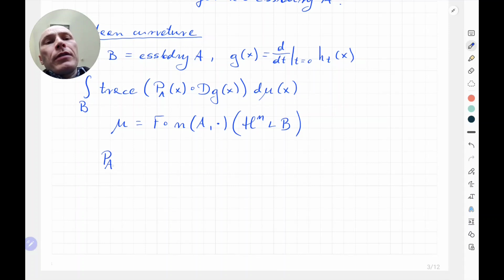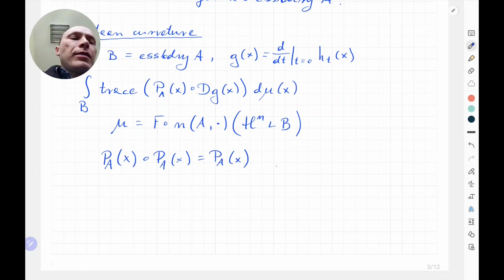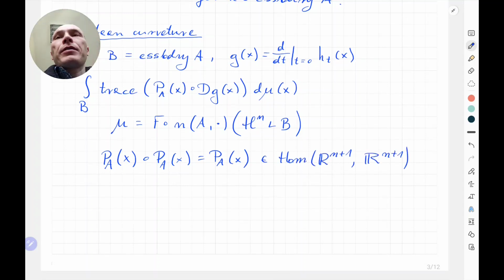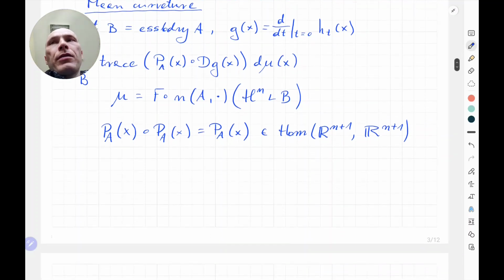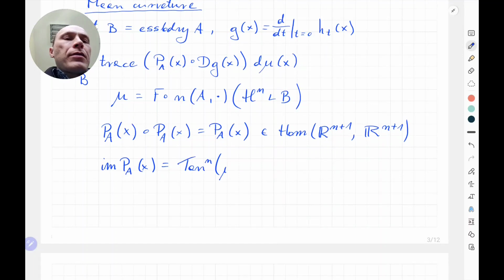P_A, well, I will not give you the definition, but I will just give you some properties. P_A is a projection, which means that if you compose it with itself, it is still the same map. It's a linear map from R^(n+1) to R^(n+1). And it is a projection onto the approximate tangent space to the measure mu at x, for mu almost all x.